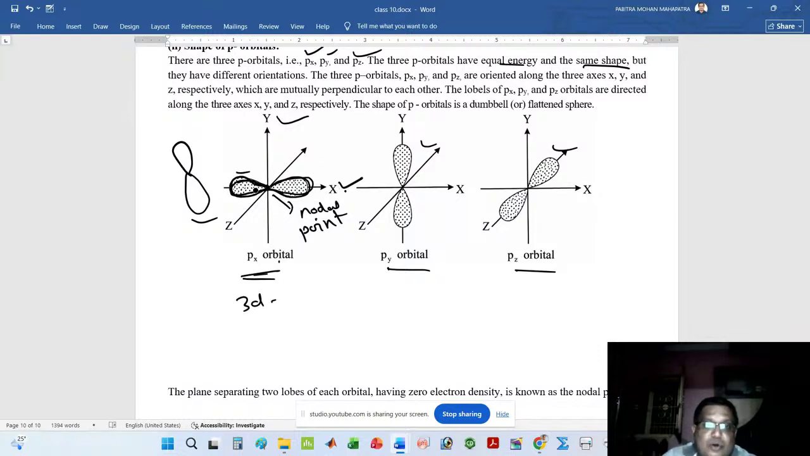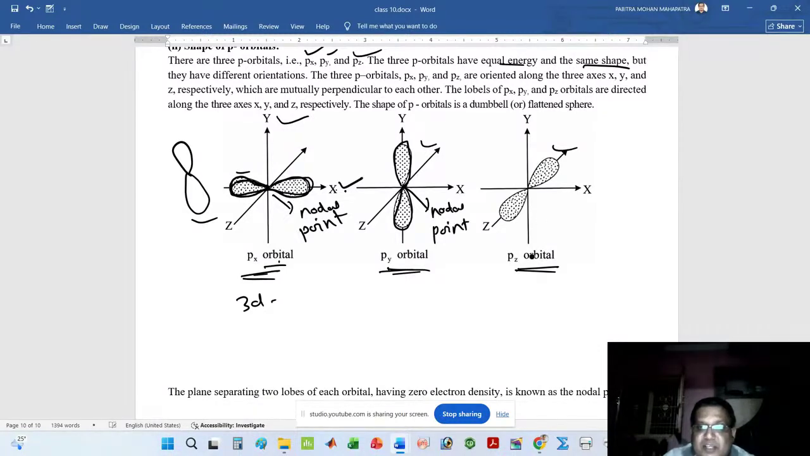If the two lobes are present in the x-axis, that is said to be px orbital. If the two lobes are present in the y-axis, that is said to be py orbital. If the two lobes are present in the z-axis, that is said to be pz orbital. Look at that, py orbital. This lobe is present in the y-axis. This lobe is also present in the y-axis. This is said to be nodal point.